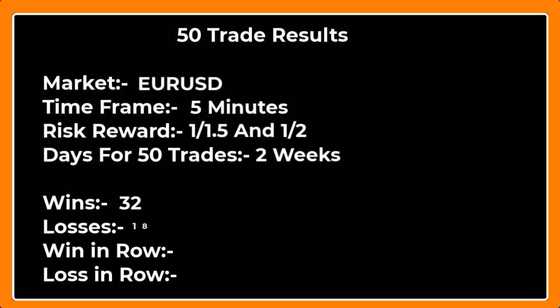There were 32 winners and 18 losses. The win rate is 64%. This is a really good win rate because our risk-reward ratio is 1:1 and 1:2. The most won in a row was 6 and the most lost in a row is 2. The gain on the account was 85%, and that's risking 2% per trade. That means if you had a $500 account, you could gain at least $400 profit using only one currency pair.